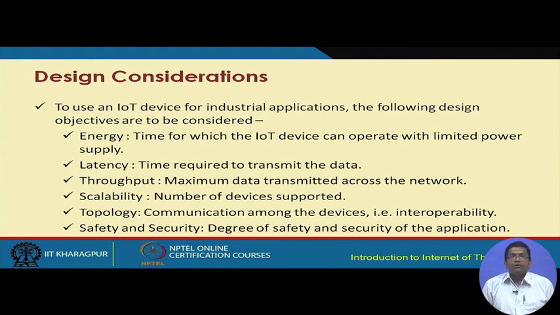There are different design considerations for building IIoT. To use an IoT device for industrial applications, these design objectives have to be considered. Energy is paramount. Energy with respect to the time for which the IoT device can operate with limited power supply. We have a limited power supply and we want to extend the lifetime of the IoT device that is fitted with an industrial machine.